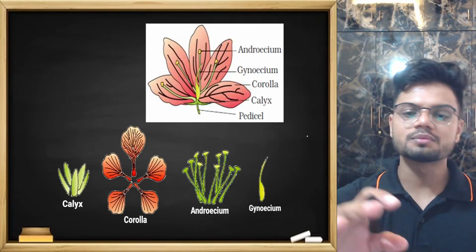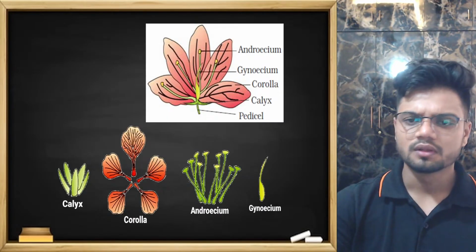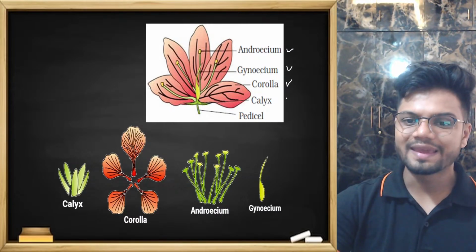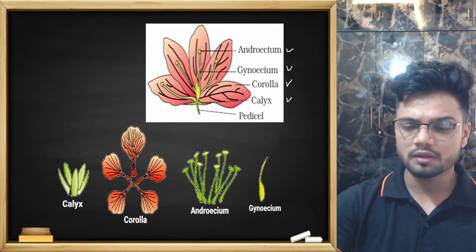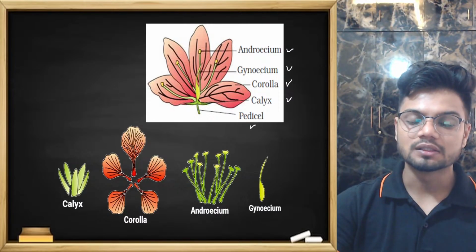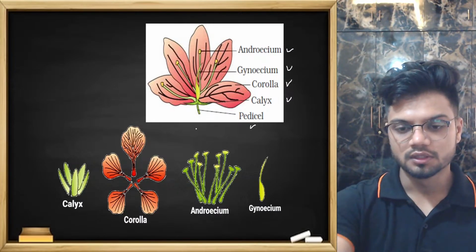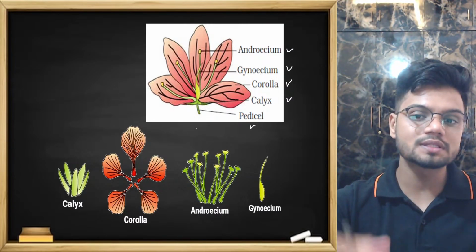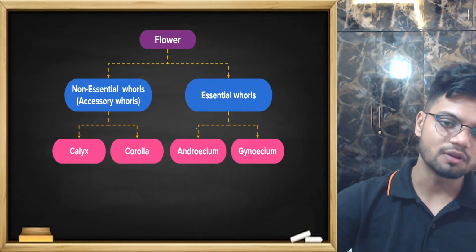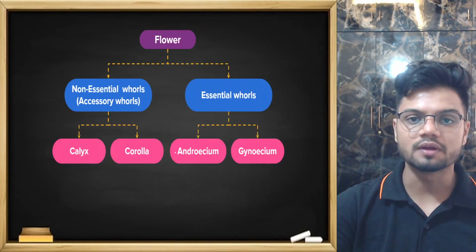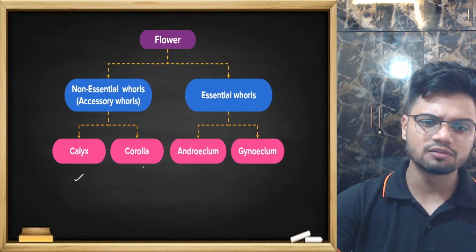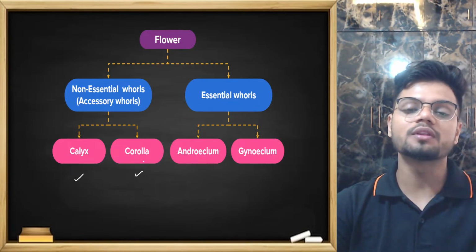See, this is your androecium, the male reproductive part. Gynoecium is female, corolla is made of petals, calyx is made up of sepals. Then we have the pedicel, the stalk of the entire flower. Like how we had the peduncle for inflorescence, here we have the pedicel. Now here the four whorls can be divided into two main parts: non-essential whorls, called accessory whorls, which have an indirect role in reproduction.